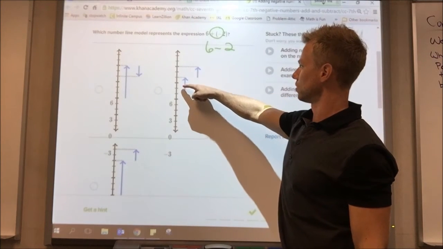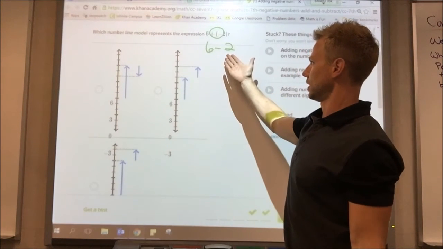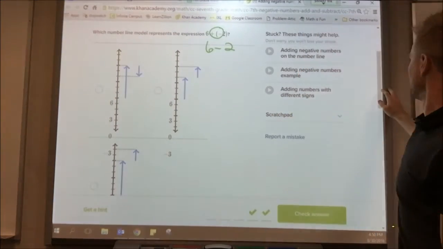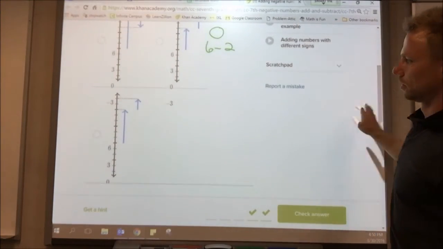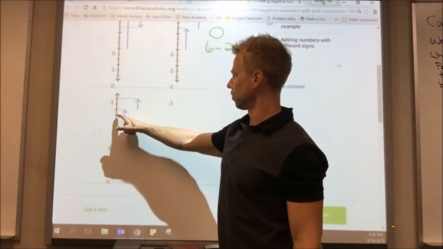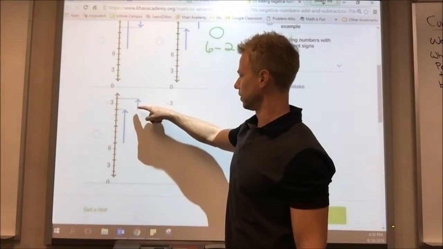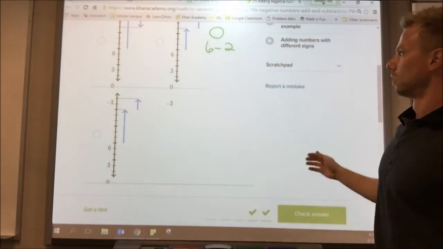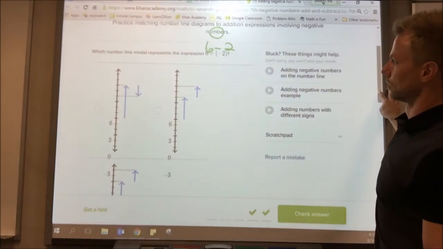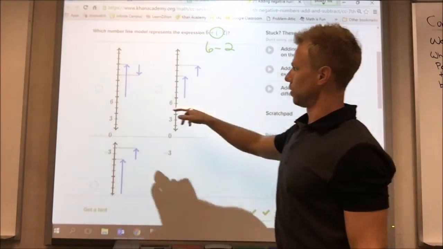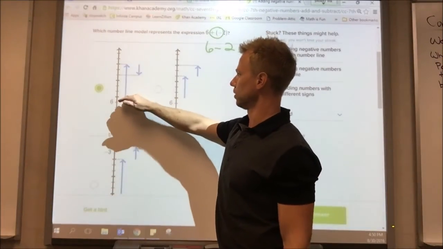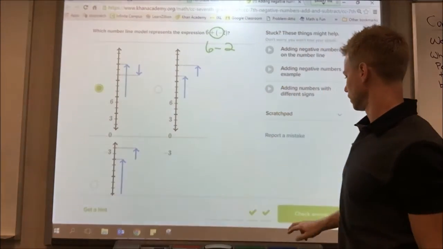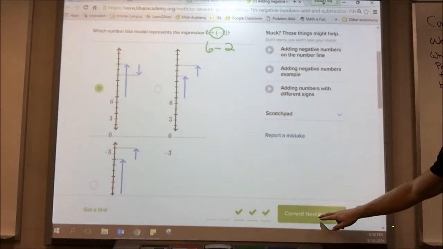This goes up 1, 2, 3, 4. That's not in there anywhere. And then it goes up 2 more. That doesn't fit. That doesn't make sense. This one goes up 1, 2, 3, 4, 5, 6. Good, but then it goes up 2. We don't want to go up 2. We need to go down 2. So that means the only one that fits is the first one. We go up 6 because it's positive, but down 2 because it's negative. Good.